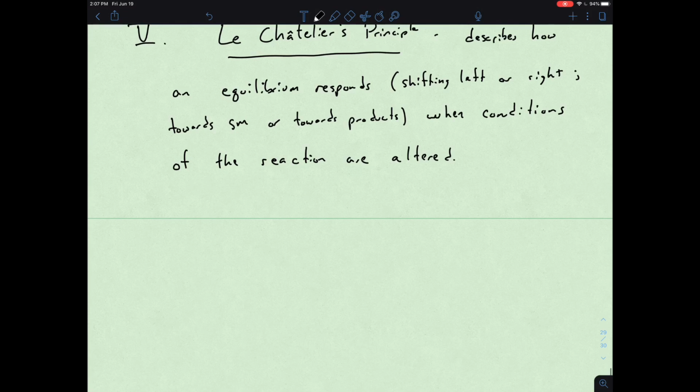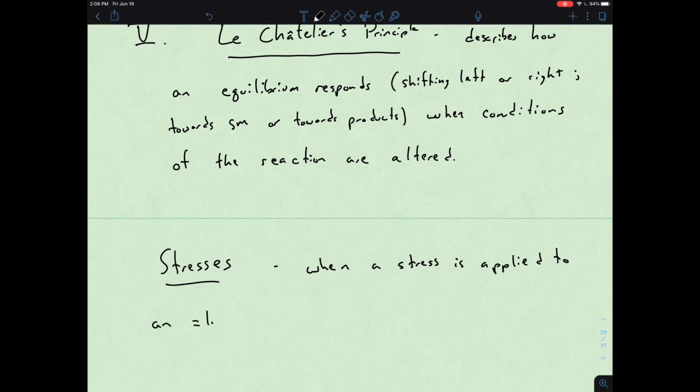And so basically we have a number of stresses. I know we're all used to stress at this point in our lives, right? So we all deal with stress in different ways. And equilibrium reactions deal with stress in different ways as well. And so, when a stress is applied to an equilibrium reaction, the reaction will respond.